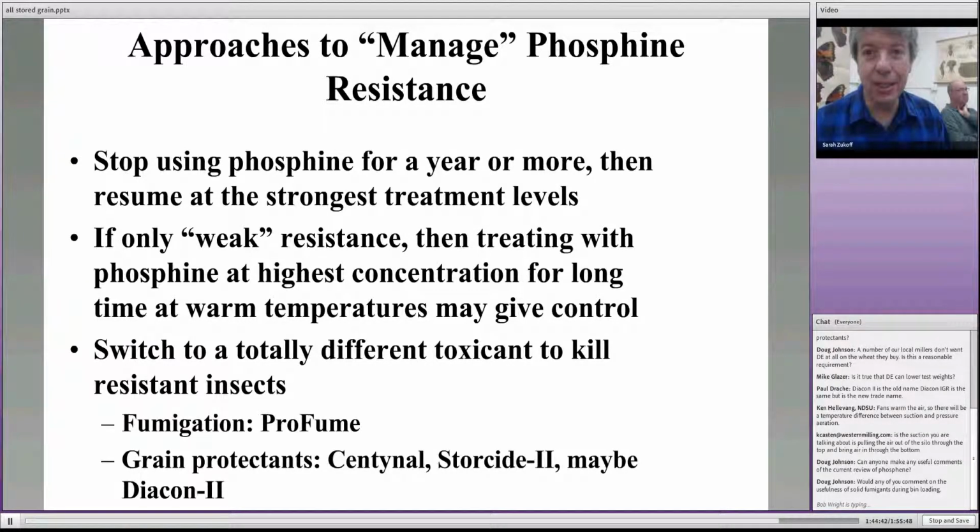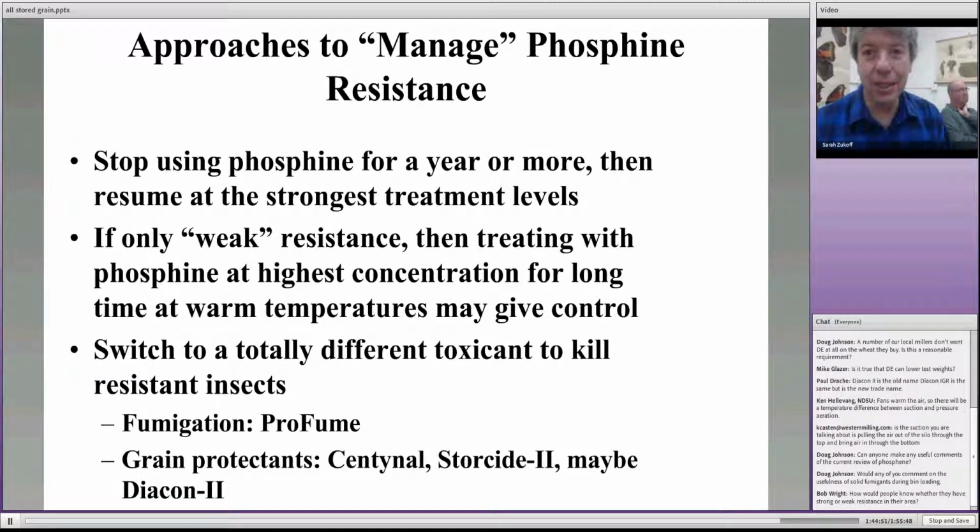I am not a commercial fumigator. I cannot say for sure this will work, but it does meet the one requirement that we've learned in school, or one suggestion, which is change active ingredients. So ProFume is a different chemical. And all these other ones I've listed are different chemicals. I hope they're all listed as grain protectants, right, Frank? Yeah.